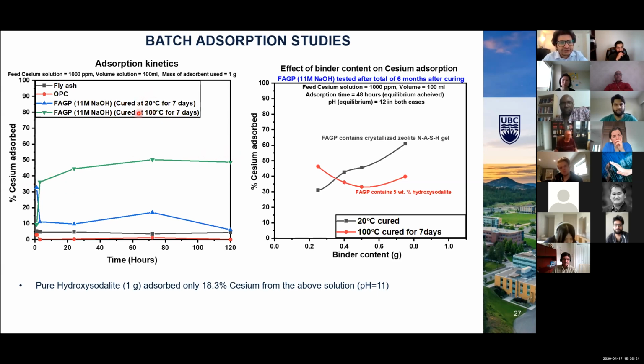And so these studies were conducted after 7 days, but the same material was left for 6 months, and the effect was seen on the adsorption capacity for cesium. And here there are different binder contents that I use of this material. So for example, this material, the blue curve, was cured at 20 degrees for 7 days. Here, if you see the gray line, this is the same material which was cured for 6 months.